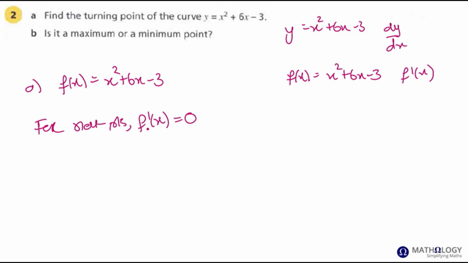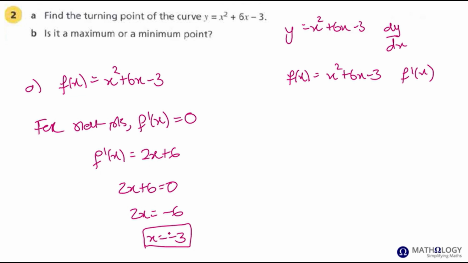The derivative of x squared plus 6x minus 3 equals 2x plus 6. So 2x plus 6 equals 0. 2x equals minus 6. x is minus 3. x equals minus 3 is the x coordinate of this turning point, or the stationary point of this curve, of this function.